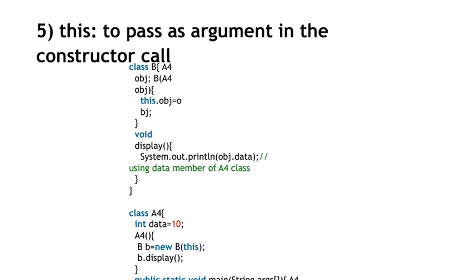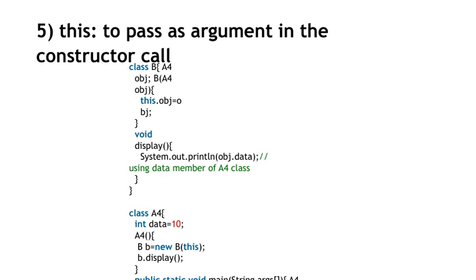Remember, this refers to the current object of the class. So essentially, we're passing the current A4 object into B. We store this object in a member variable called obj. Later, in the display method, we access the data member of the A4 object that was passed in. This demonstrates how object references can be used to establish a connection between objects, allowing them to interact.